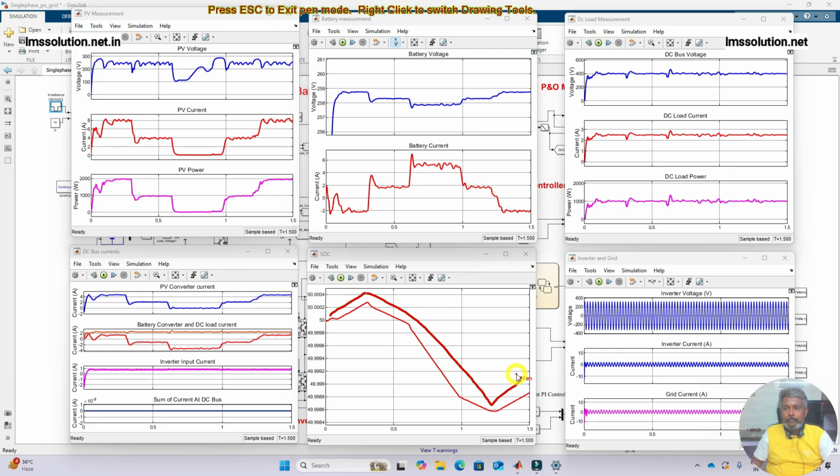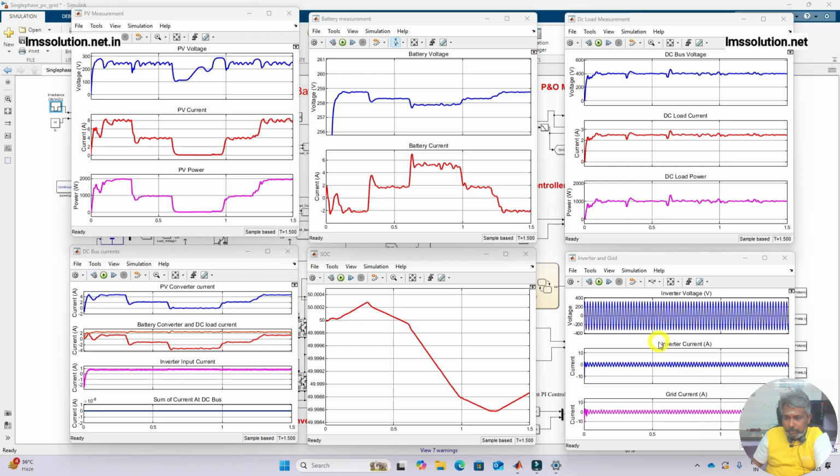Now here you see that the DC bus voltage is maintained around 400. The DC load current is around 2.5 amps, and the DC load power is around 1000 watts. Next, we come to this point.